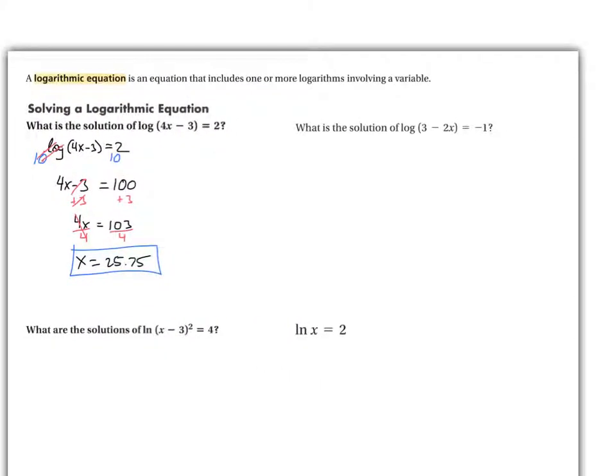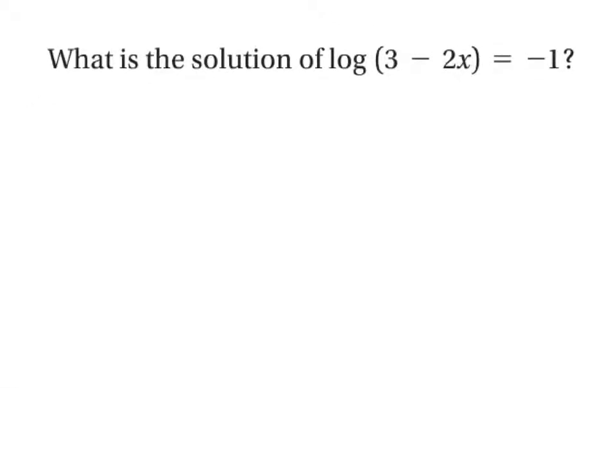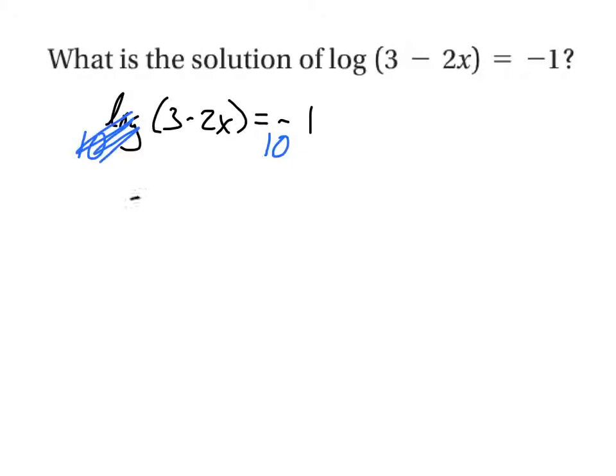Let's try another one. Let's take a look here. What's the solution of log of 3 minus 2x equals negative 1? So again, a lot of times that log gets lost, so I'm just going to rewrite that equation. What's the base of my logarithm? 10. So to get rid of a logarithm, I have to exponentiate. So I'm going to use 10 as my base for the exponents. So 10 raised to the log base 10 cancels away. So 3 minus 2x equals 10 to the negative 1 power, which is 1/10.